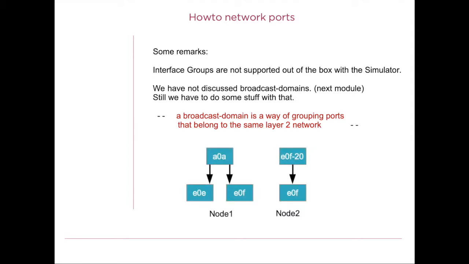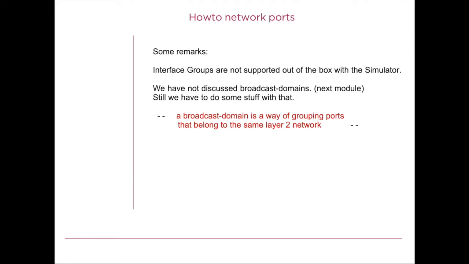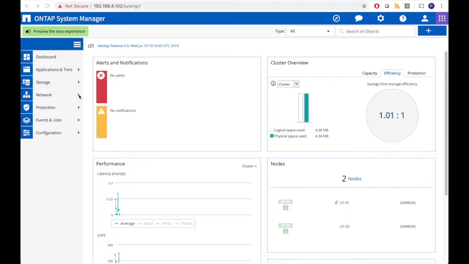We'll create an interface group named A0A, and we will use 2 ports for that. These ports will be E0E and E0F from node 1. Then we'll create a VLAN port on E0F of node 2. So let's start. We're in the dashboard and first check the broadcast domains.